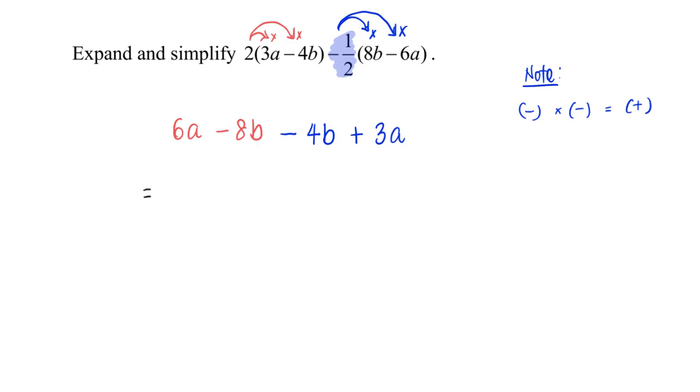Now, the last step would then be to simplify the like terms. I see a 6a and a positive 3a. So together, 6a plus 3a, 9a. I also see negative 8b and negative 4b. Together, they make negative 12b.